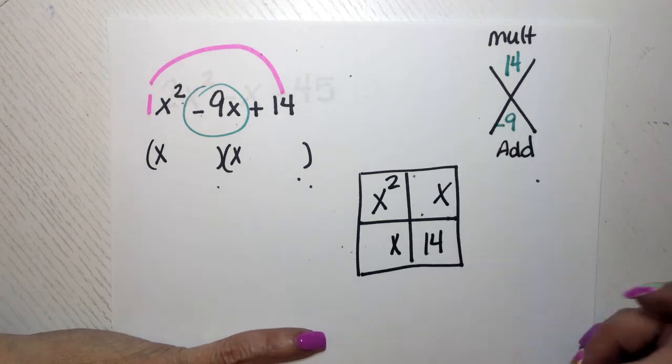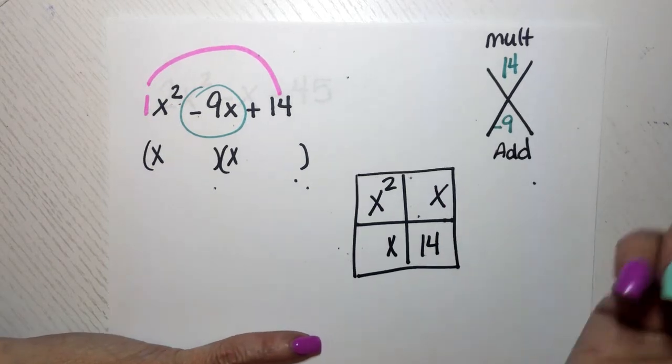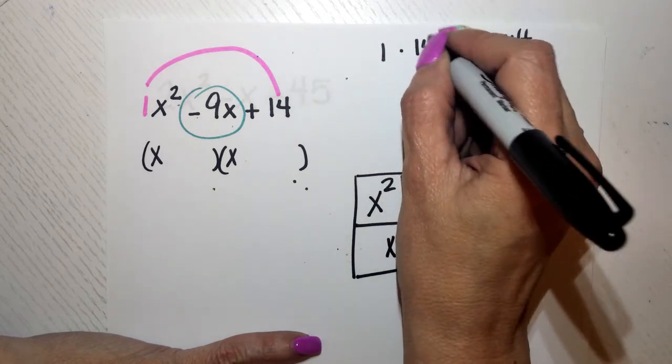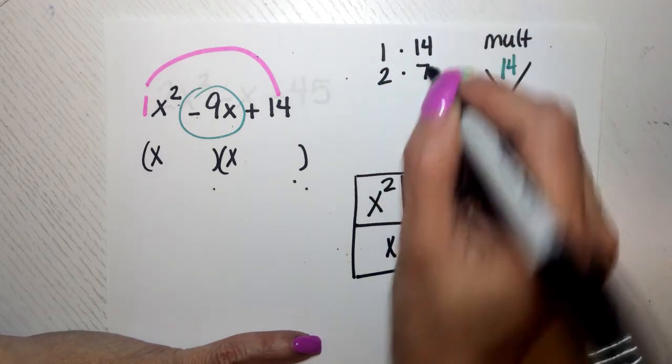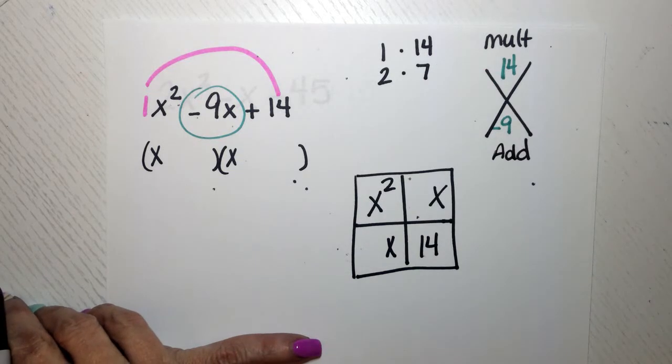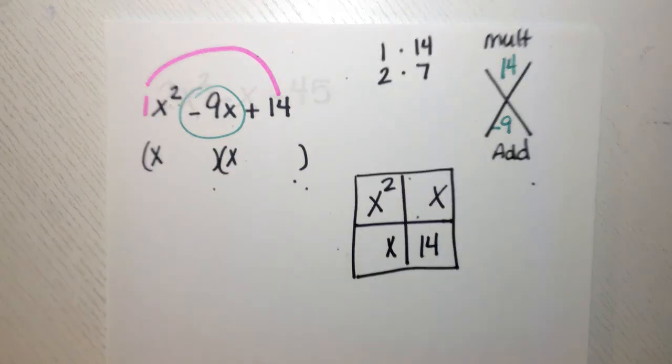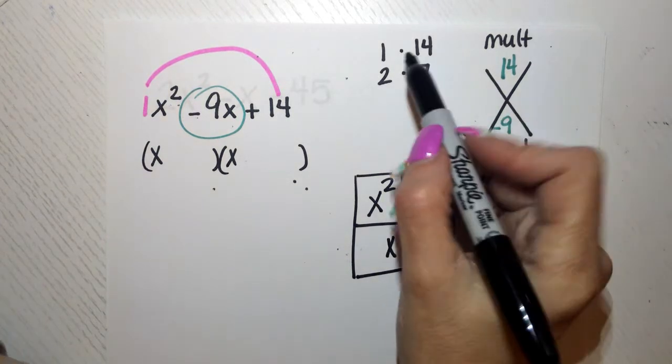I'm going to come over here and do my factors of 14. Now 14 is pretty easy, so I'm going to just say, well, that's 1 times 14 and 2 times 7, and there's not any more, so I'm just going to do that. Okay, I'm going to let you look at that for a second. We want it to add up to 9. So we can figure out what it's going to be. All right, so hopefully you're thinking 7 and 2.